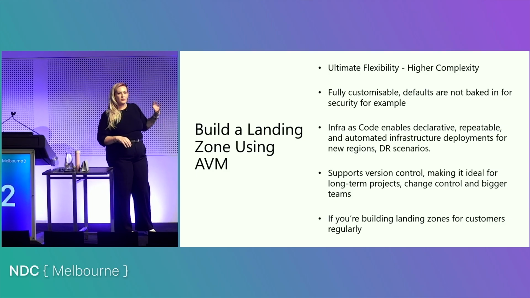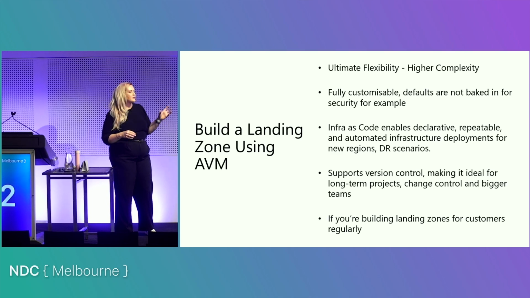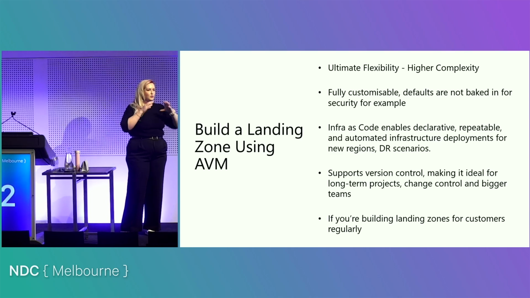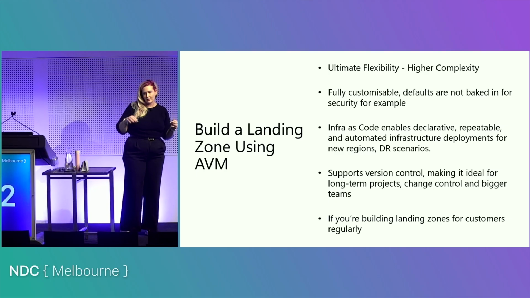It's infrastructure as code though, so it's repeatable, it's declarative, it's documented, it's change controlled, there's deployment gates, and if you're building landing zones for customers regularly, it could be good. So you've got a pattern there that you've built, and I just toggle things on or off. Do they need a firewall, true or false? Do they need an app config, true or false?